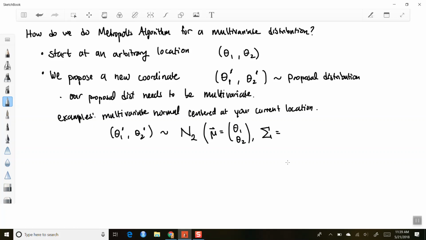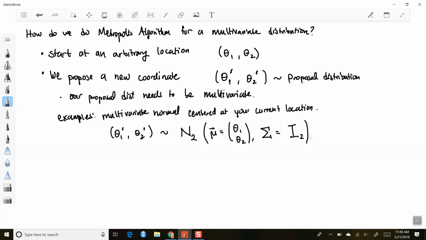Well, what should our sigma matrix be? Well, it could be anything. It probably makes sense to use the identity. This would be a two-dimensional identity matrix, because then your values would be independent, but it doesn't have to be. You could have a proposal that comes from some ellipse rather than a circle, or whatever else you want it to be. Okay, so that's a multivariate normal centered at your current location.